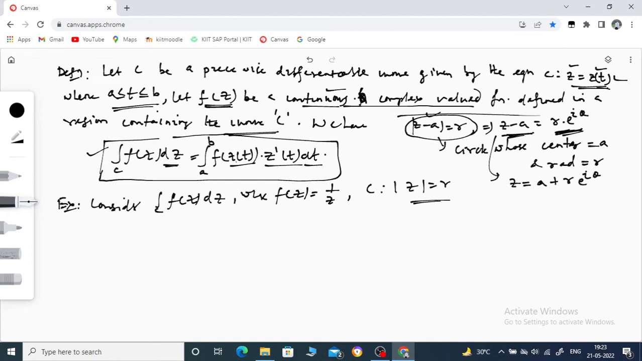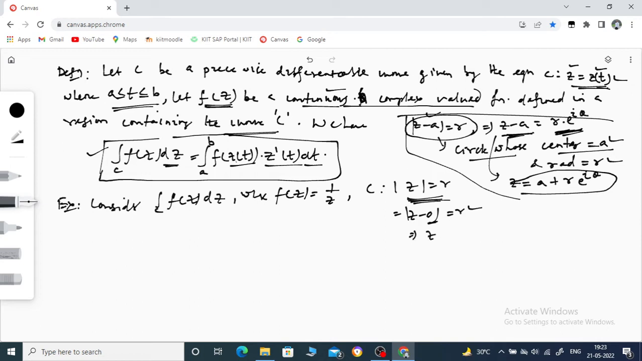So always remember these things. This is the circle whose center is at a and radius is r. So if mod z equal to r is given to you, that means this is z minus 0 equal to r, a circle whose center is 0 and radius is r. If we go to its equation, you will write z is equal to r e to the power i theta, where theta is a full circle, so theta will vary from 0 to 2 pi.